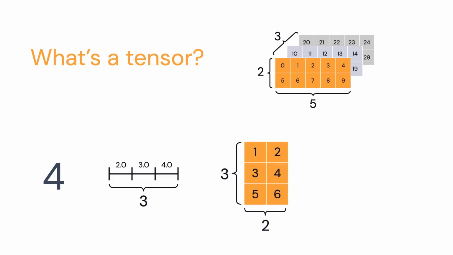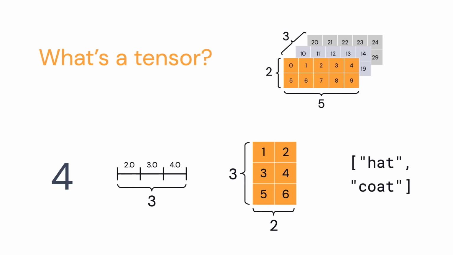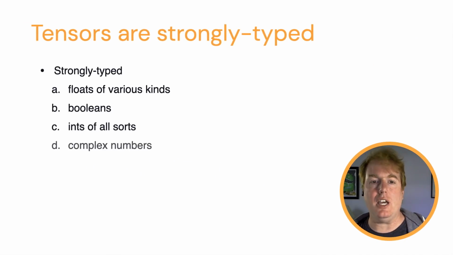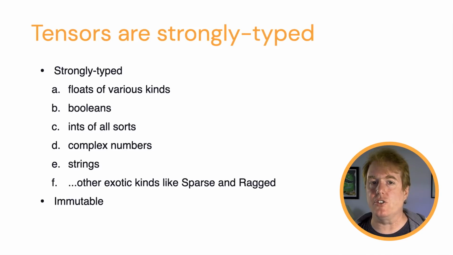Tensors are multidimensional arrays that are strongly typed. We call these types D-types. If you're familiar with NumPy, tensors are kind of like ND arrays. Everything you see here is a tensor, like scalars and vectors and matrices and even strings. Tensors are strongly typed with ints and complex and strings, and we have exotic types of tensors like sparse and ragged. Tensors are all immutable, like Python numbers and strings. You can never update the contents of a tensor. You can only create a new one.